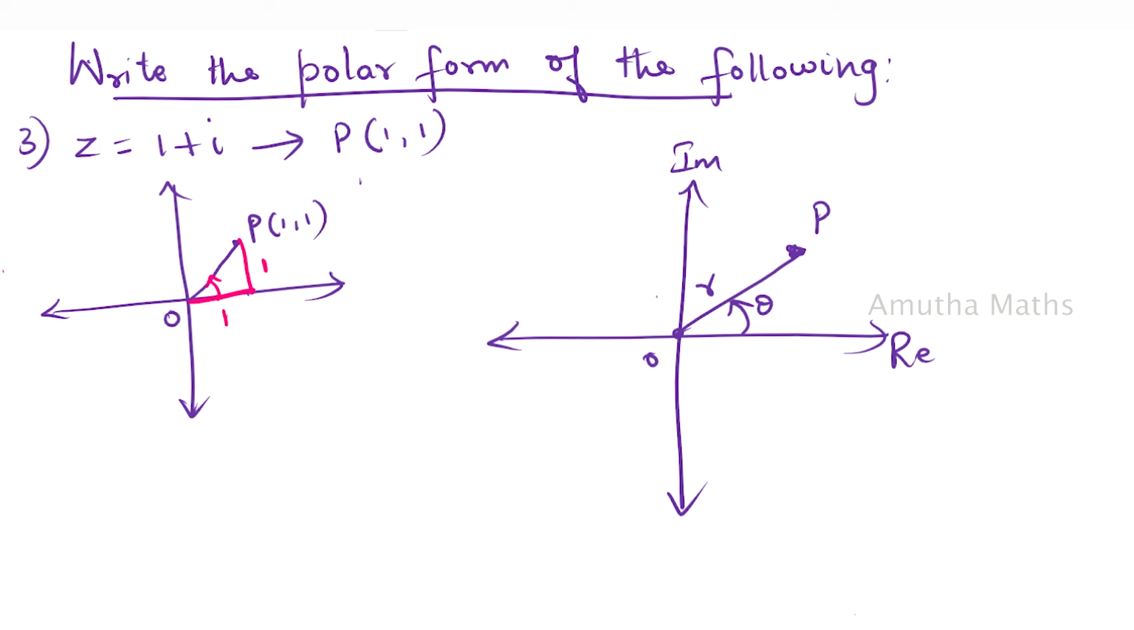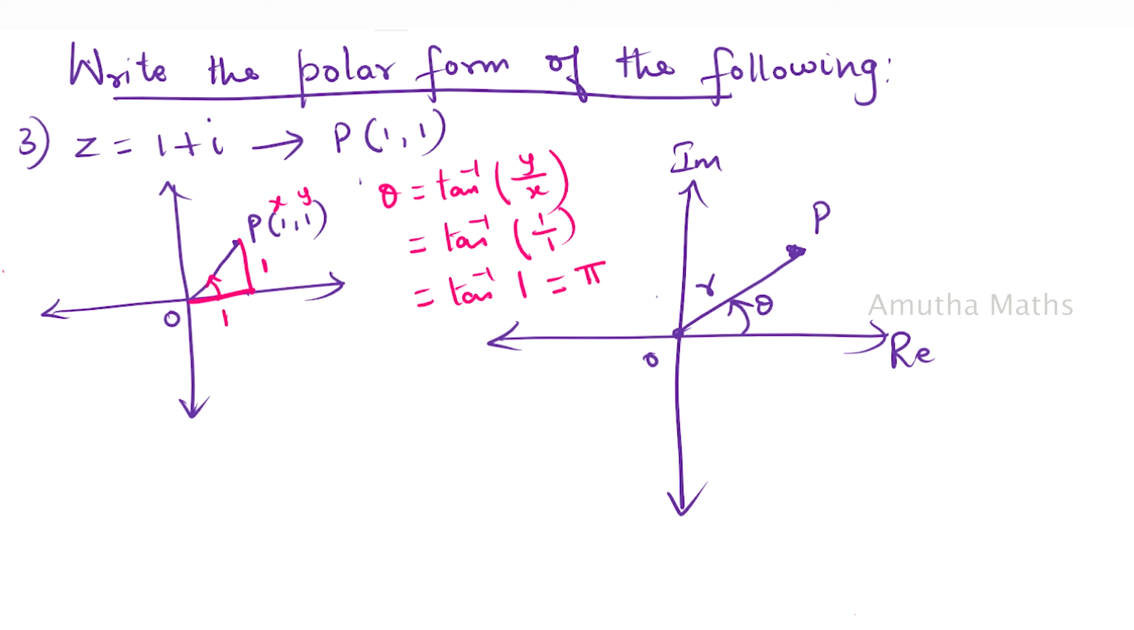So theta is equal to tan inverse of y by x, is it not so? That is equal to tan inverse of, what is y here? This is x, actually this is y. So y by x is 1 by 1. So that is equal to tan inverse of 1. Tan 45 is 1, is it not so? Pi by 4. So here theta is equal to pi by 4.